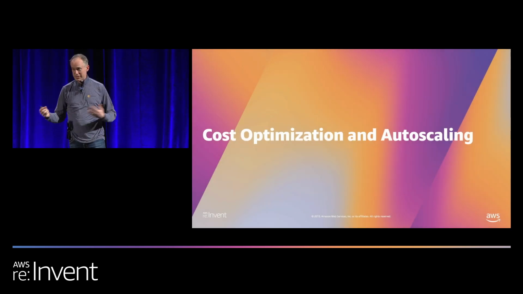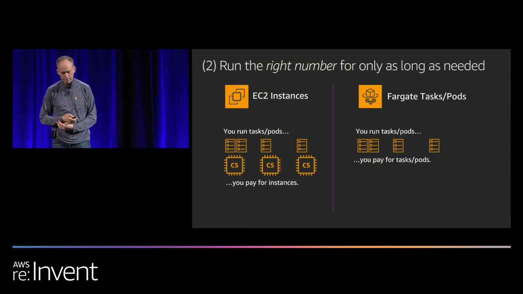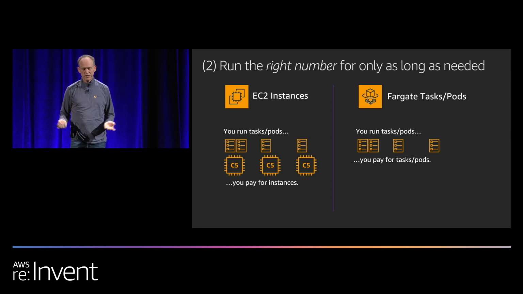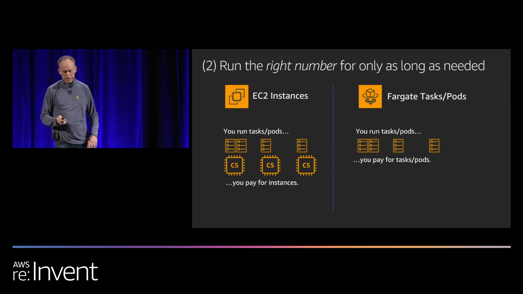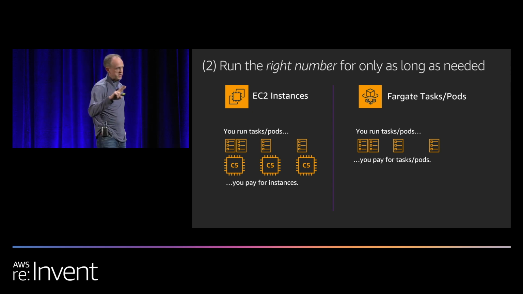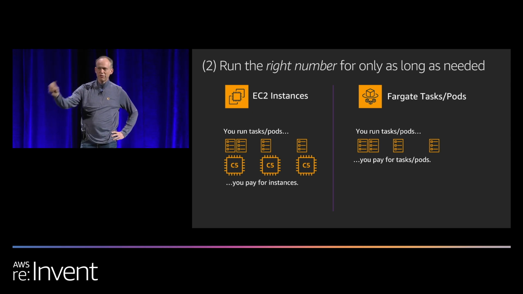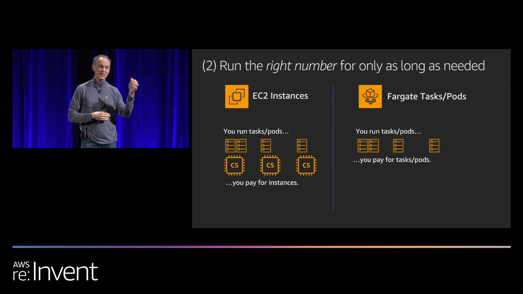So I'm going to talk now about the second set of activities, which is the auto-scaling piece. So with auto-scaling, what you're trying to do is run the right number of compute units for as long as needed, only as long as needed. And if you're running EC2 instances, there's really two different things that you have to think about, because what you control directly when you're running containers on EC2 instances is you're running tasks and pods and they're running on EC2 instances. Your compute units are the tasks or the pods for performance purposes, but what you're paying for is the instances. With Fargate, the two are one and the same.